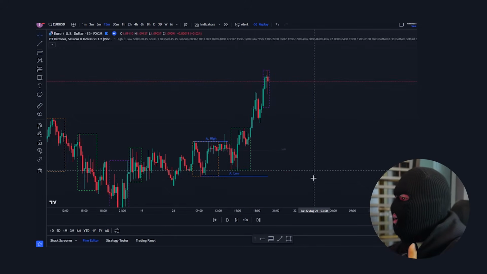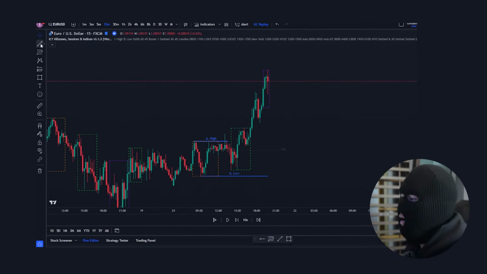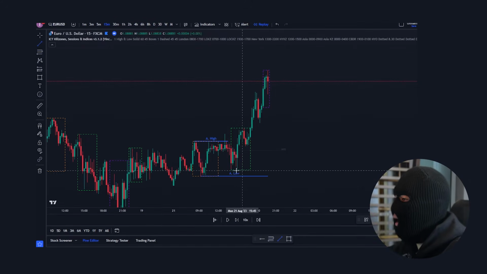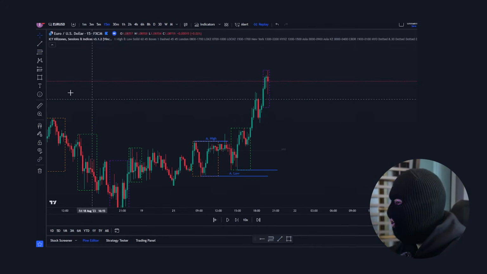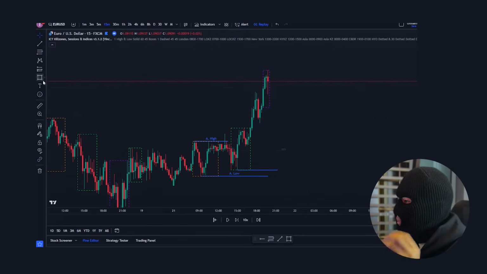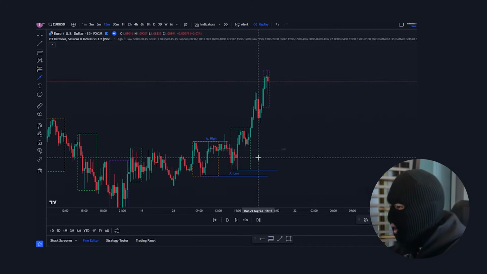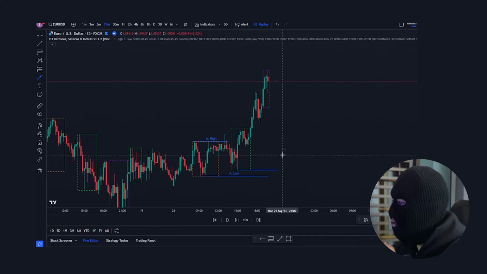Now, for price to come back into the Asian low after such a massive expansion is tough, as it requires a huge amount of orders to sell back past the London low and then sweep the Asian low. Therefore, it is highly unlikely for price to come back to sweep, and it would rather have a high chance to continue going up from here.